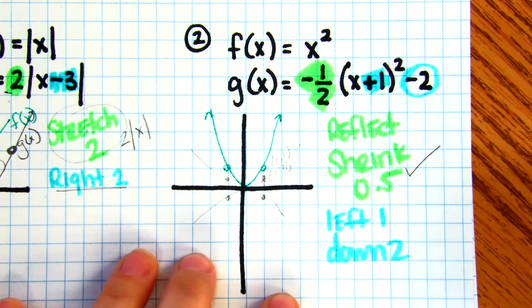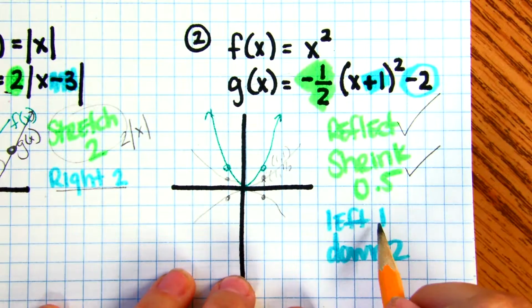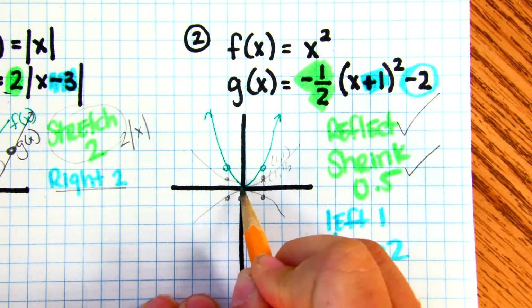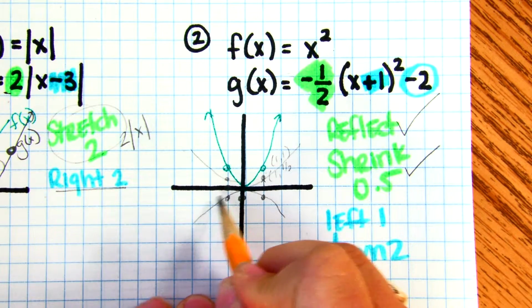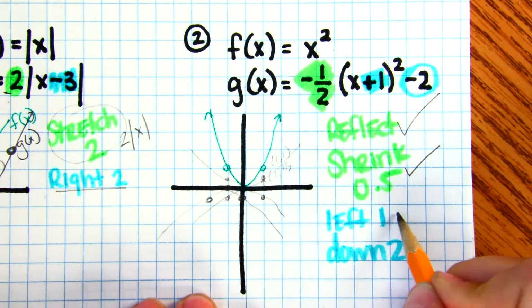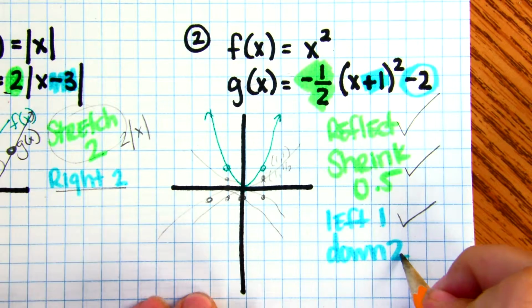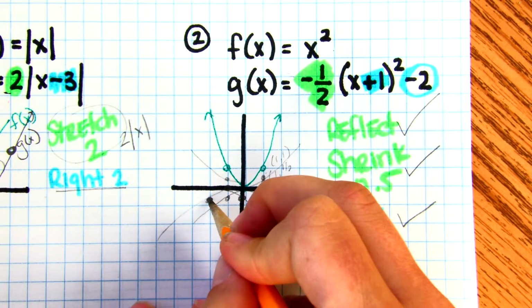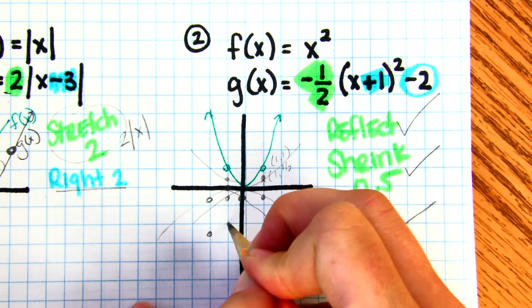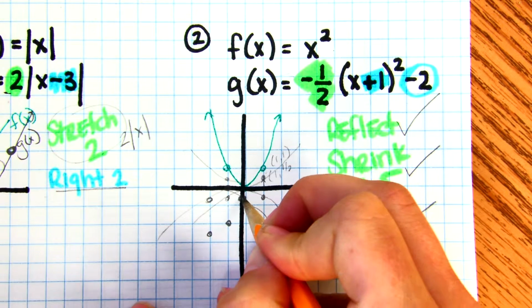Okay. I'm going to move each point left 1 unit, left 1 unit, left 1 unit, left 1 unit, and then down 2 units. Down 2 units.